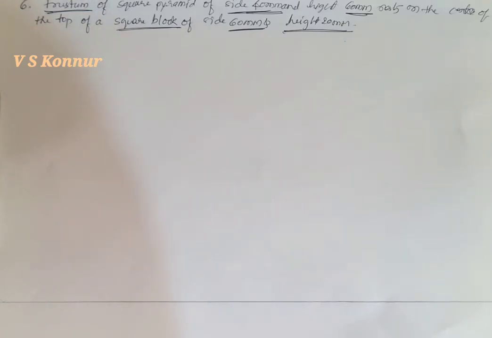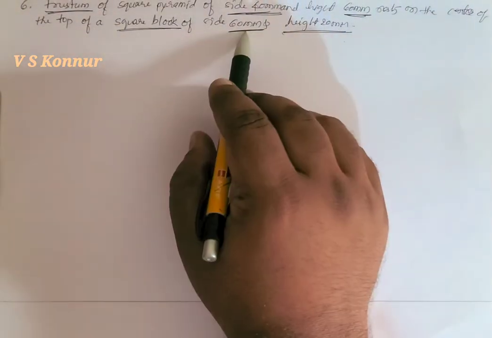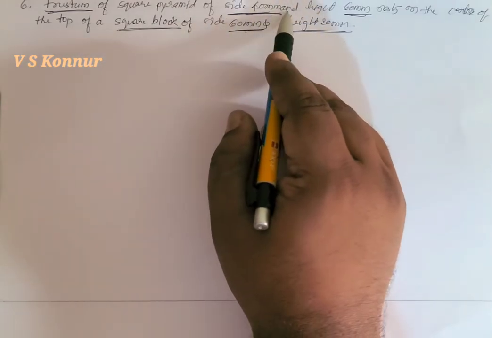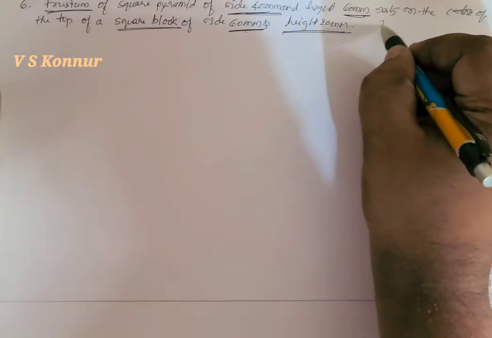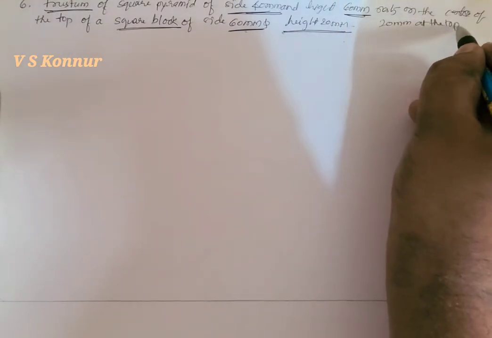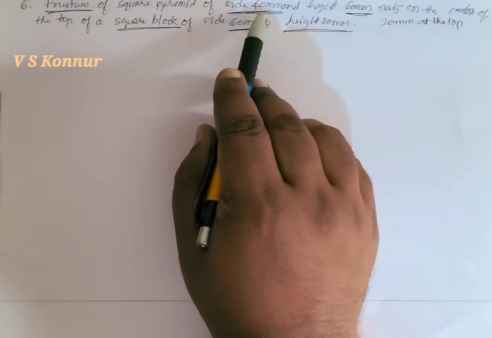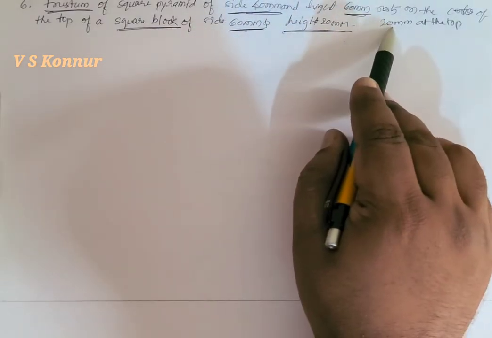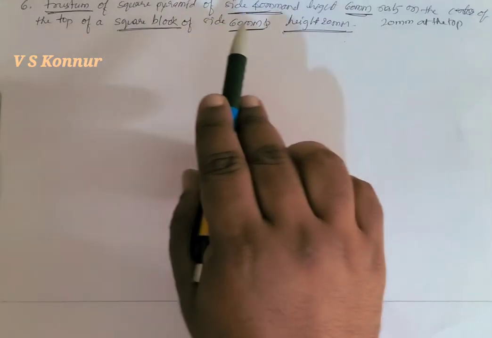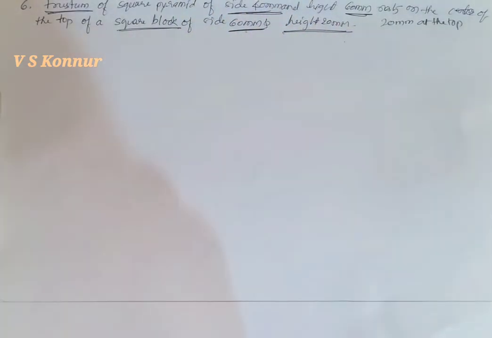So 20 mm is the height and 60 mm is the length of the square block, and the frustum has a side of 40 mm at the bottom and 20 mm at the top. At the bottom it is 40, at the top it is 20, and the height is 60 mm. The square block is 60 mm in length and 20 mm in height.